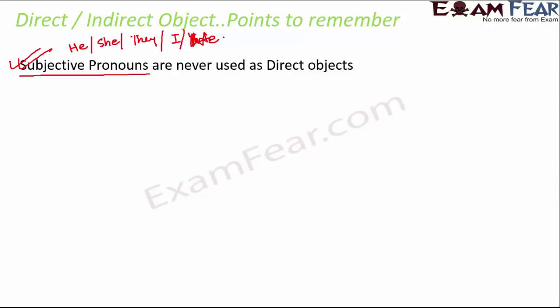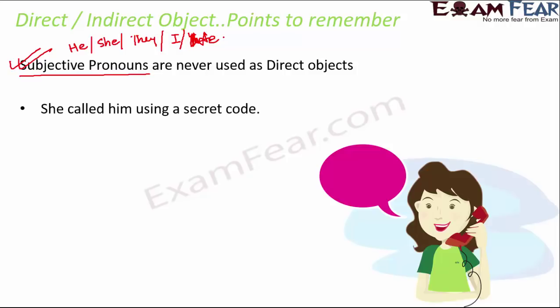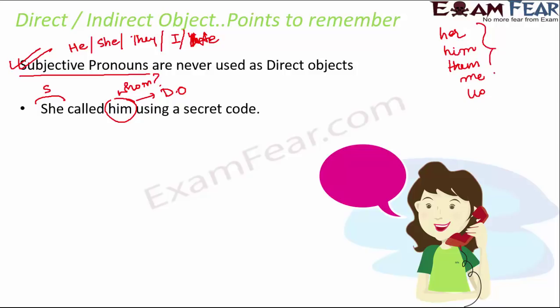So if you look at this example, she called him using a secret code. So which is the action verb here? Called. And who is calling? She. So obviously she is the subject here. And she called whom? The answer would be him. So him is the direct object here. So you see, him is a pronoun, but it is the objective pronoun or the objective form of a pronoun. So for example, him, her, them, me, us, all these can be used as direct objects because these are all objective pronouns.